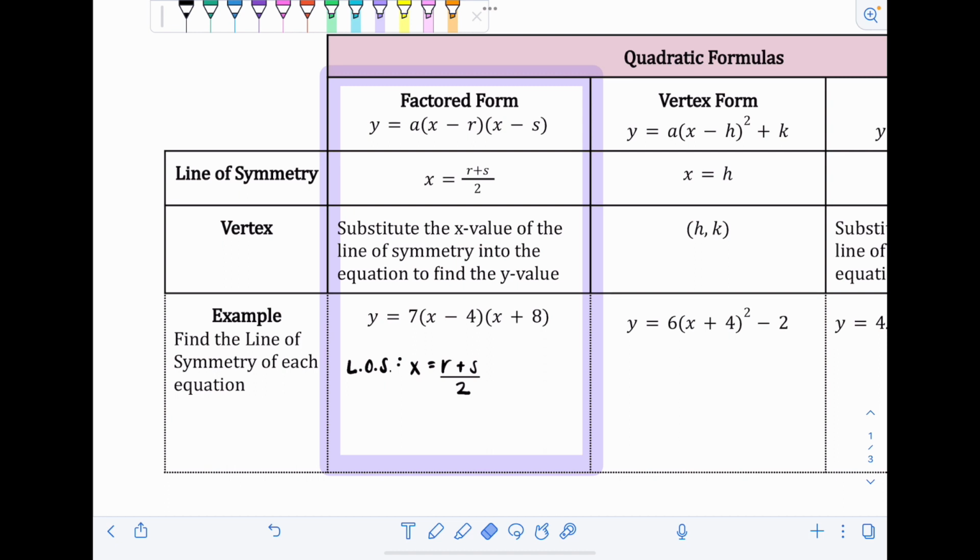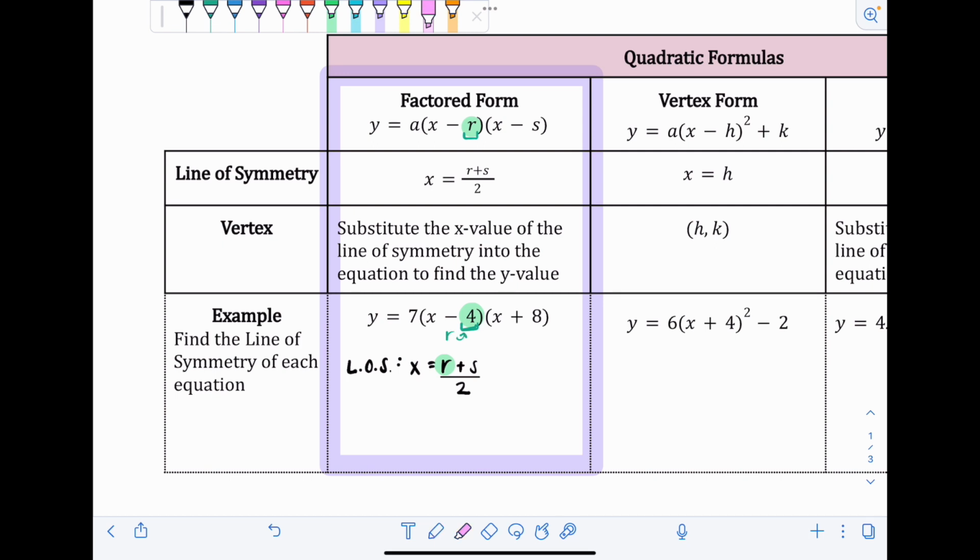So if I want to figure out what r is, I have to look in the formula where r is. It's in that first parentheses. So in my actual equation, I'm going to look in that first parentheses at what's being subtracted from the x. So in the spot of r, there's a 4. So r would be 4.